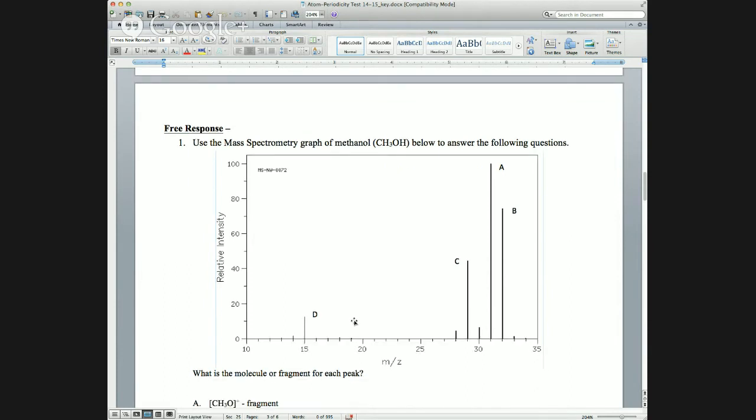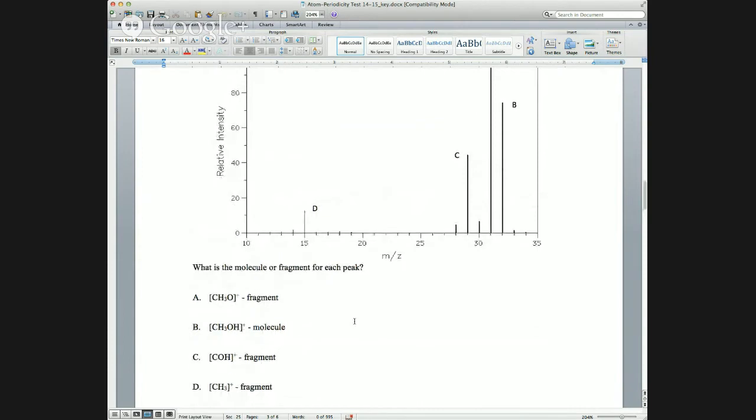12 plus 3 is 15. Okay, and you can see the answers right there. B was CH3OH, A was CH3O, C was COH, and D was CH3.